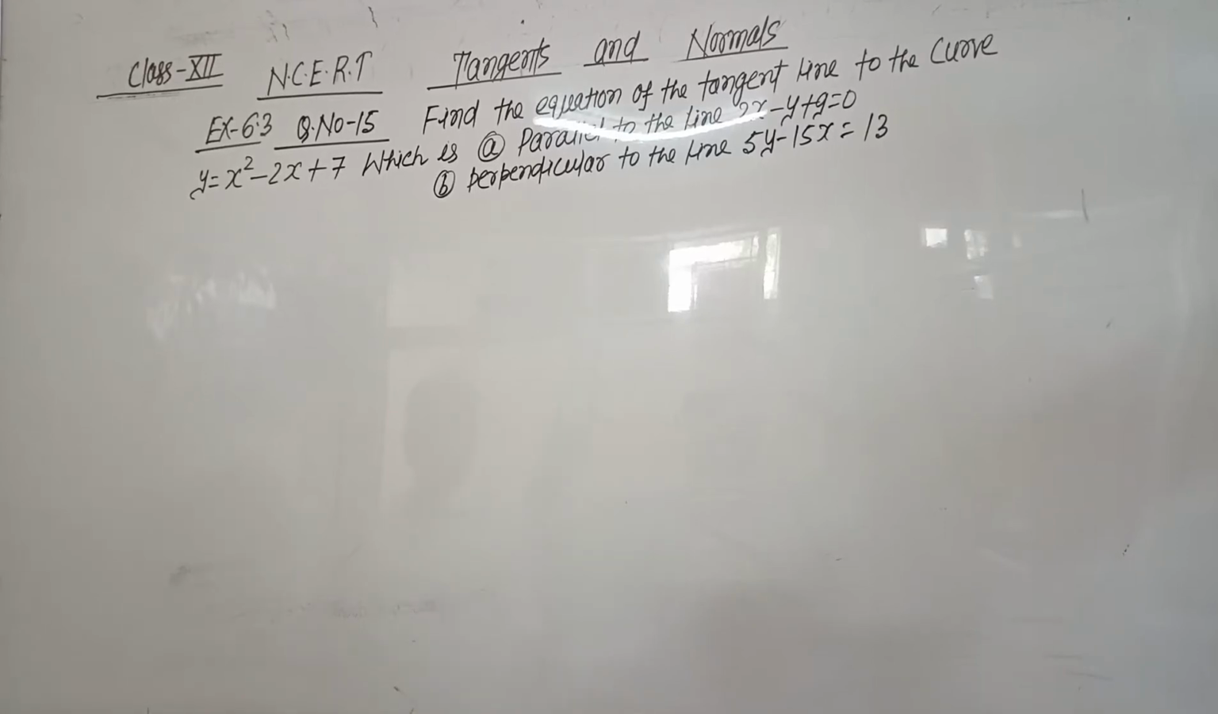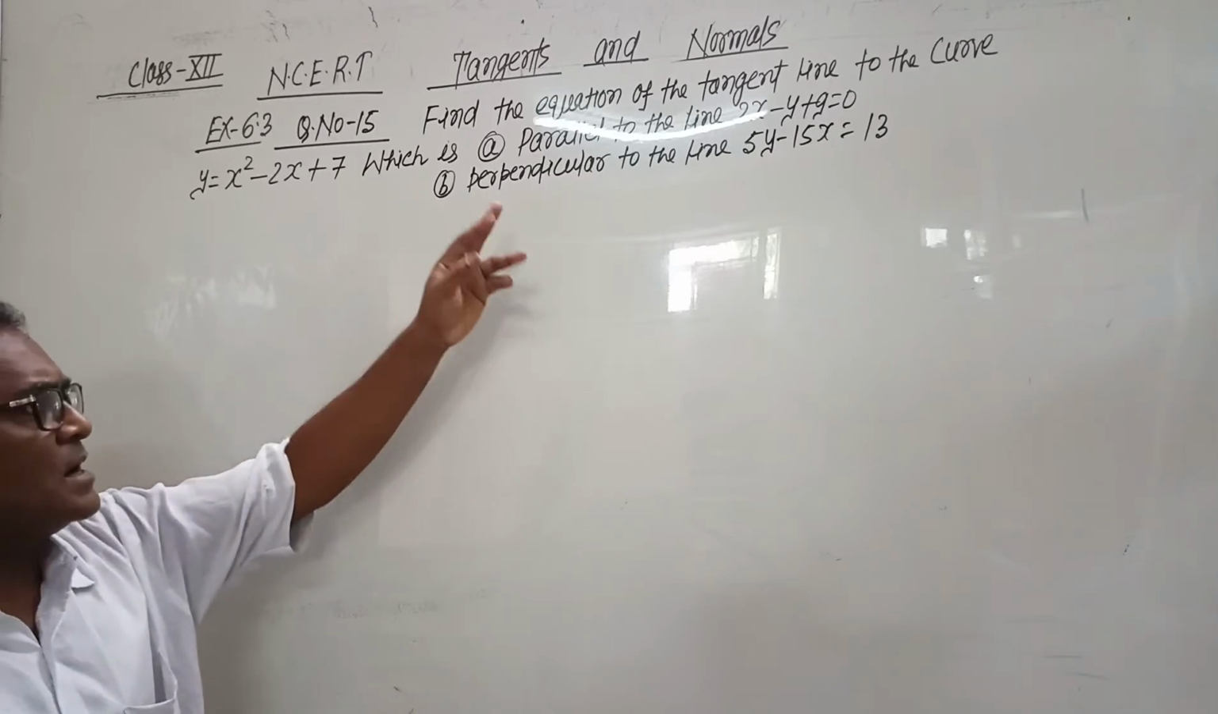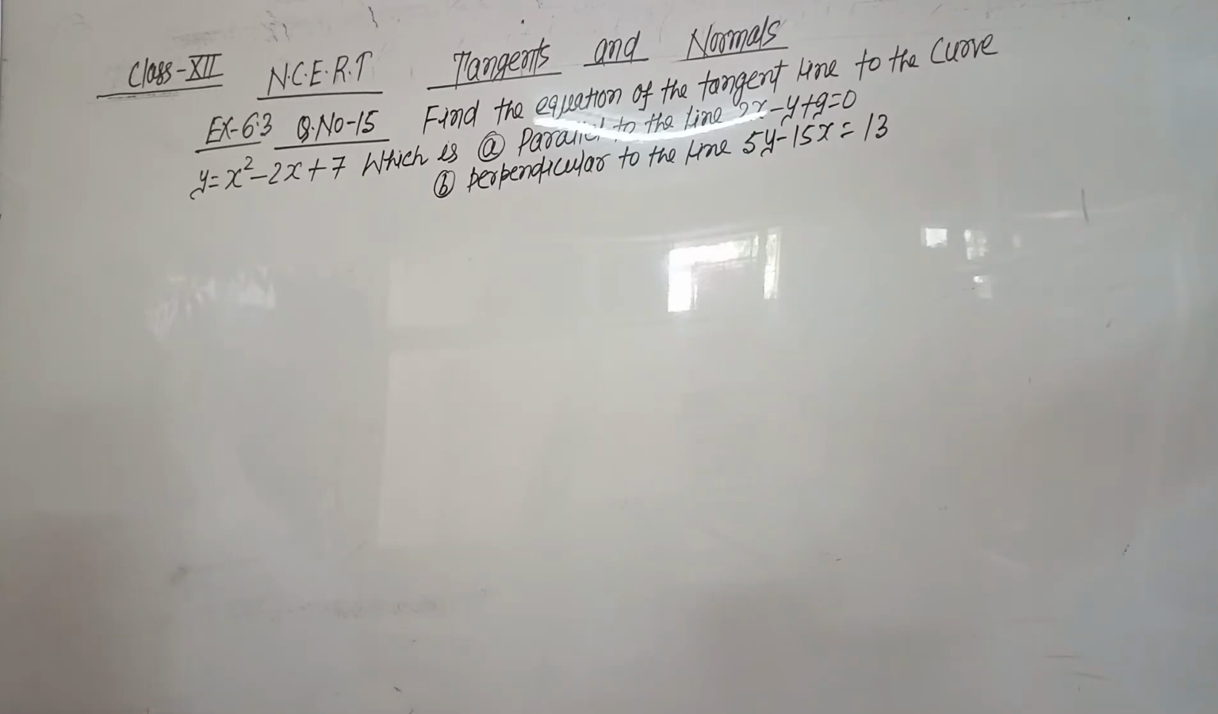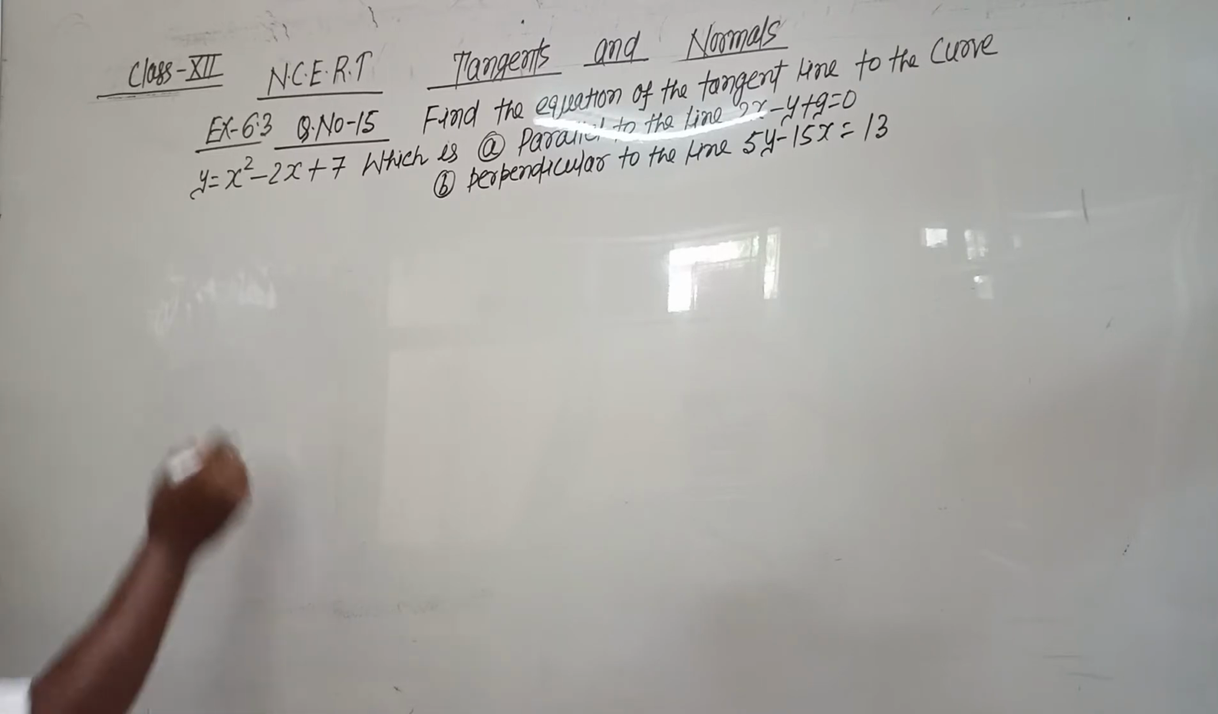We continue exercise 6.3, tangents and normals. Question number 15. Find the equation of the tangent to the curve y equals x squared minus 2x plus 7, which is, part A, parallel to the line 2x minus y plus 9 equals 0, and part B, perpendicular to the line 5y minus 15x equals 13.